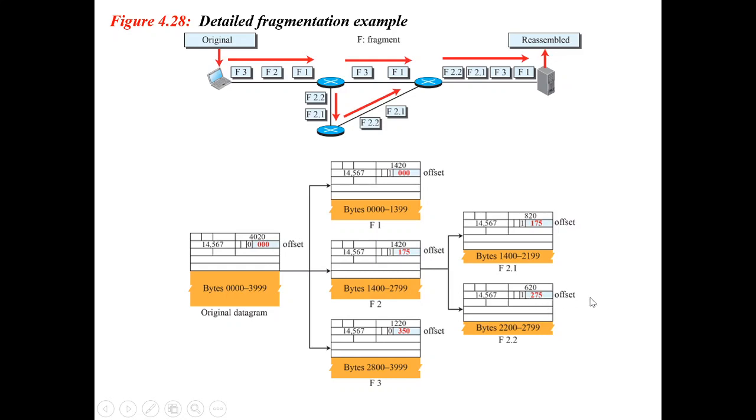So in total there are 5 fragments. This is F1, second F2.1, then F2.2 and F3. If you observe here, the M flag is 1 in F1, F2.1, F2.2 and F2, and only in the last fragment the value of M is 0. So this is how fragmentation is done.